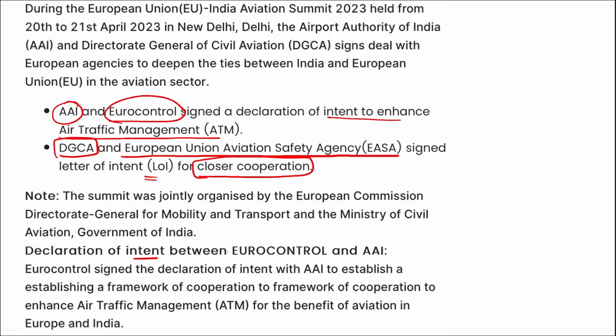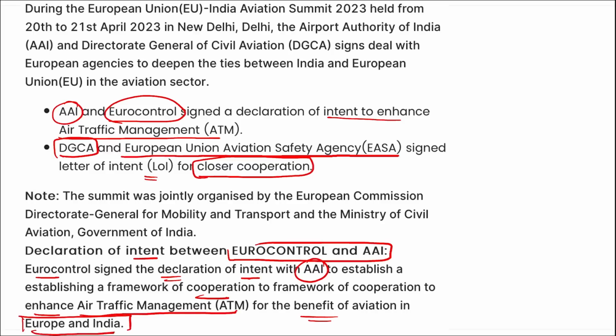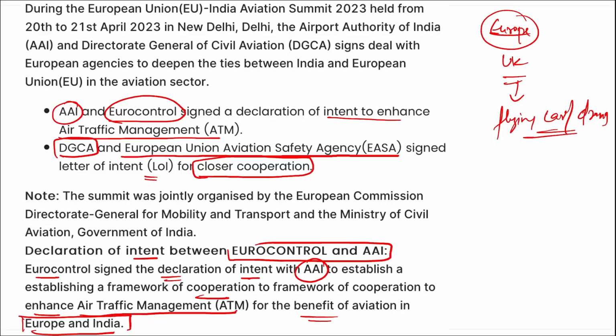Then, declaration of intent between Eurocontrol and AAI. Eurocontrol signed the declaration of intent with the Airport Authority of India to establish a framework of cooperation to enhance air traffic management for the benefit of aviation in Europe and India. Right? And if you remember, in the UK, not Europe, in the UK, there is an airport that has been specifically designed for flying cars and drones. Correct?